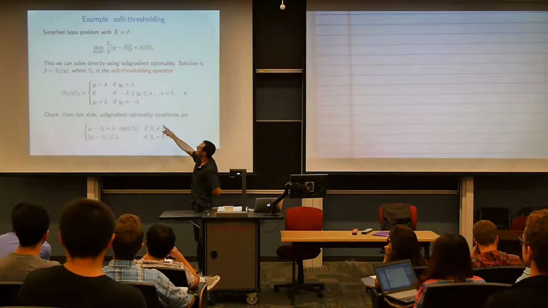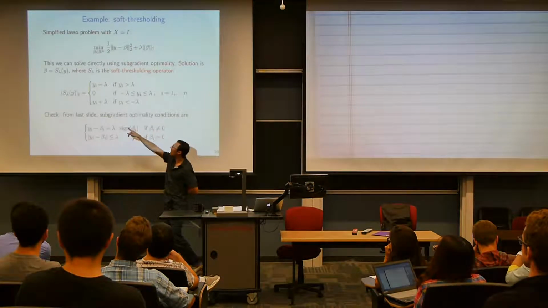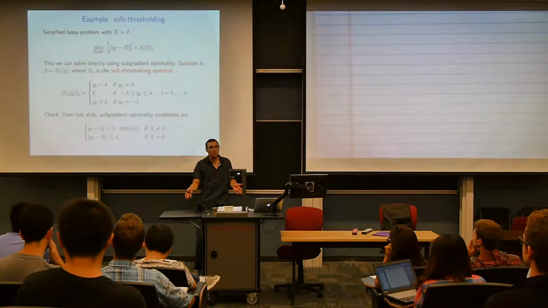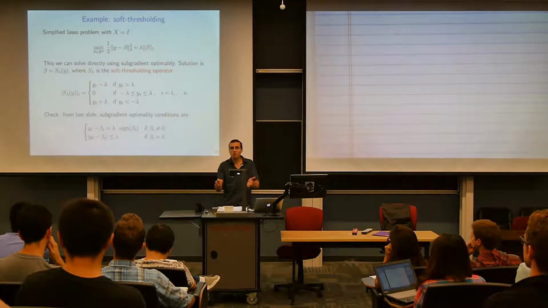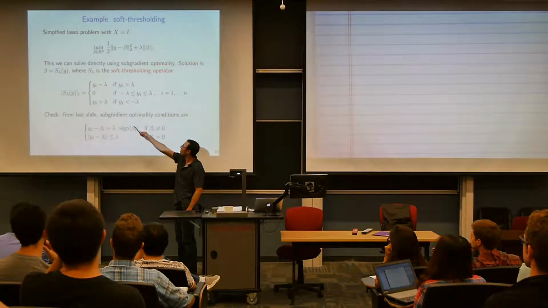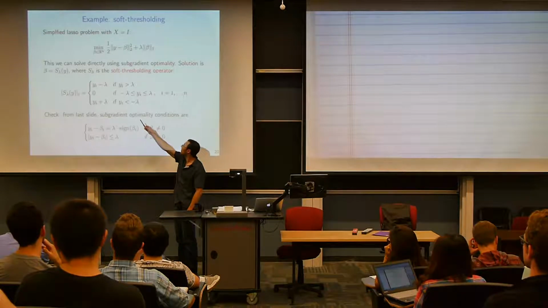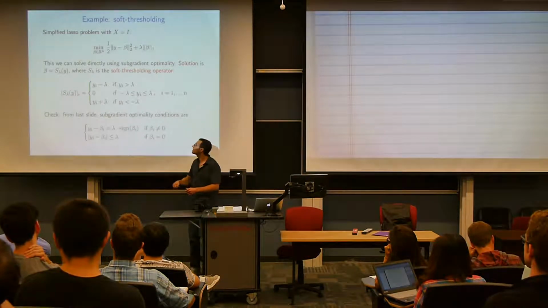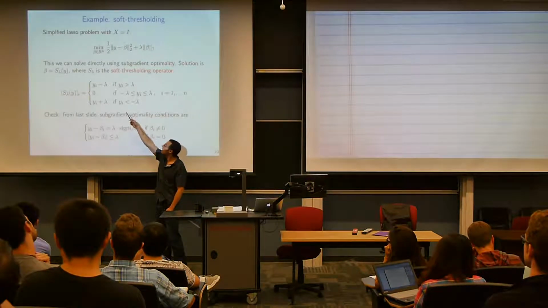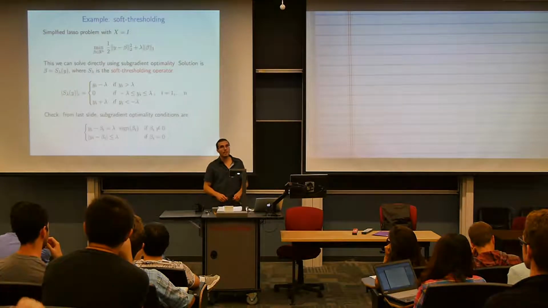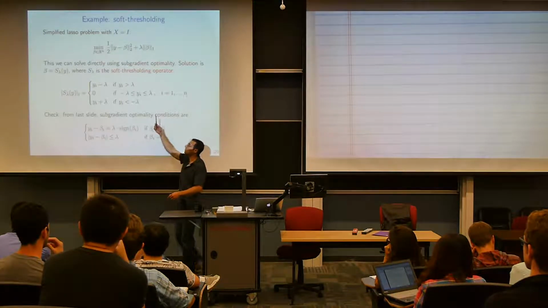So let's just define soft thresholding here. Basically, soft thresholding is an operator that goes from Rn to Rn, and you can just apply it component-wise. It's just the same function applied to each component. And what is that function? In the ith component, it looks at yi, and if yi is bigger than lambda, it subtracts lambda from yi. That's what it gives you back. If yi is smaller than minus lambda, it adds lambda to yi. Otherwise, it sets it equal to 0.